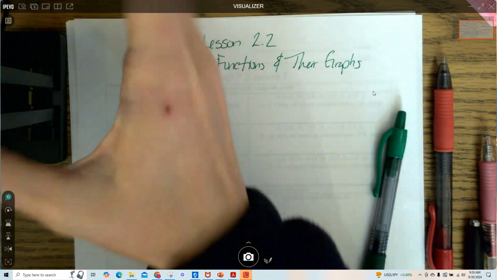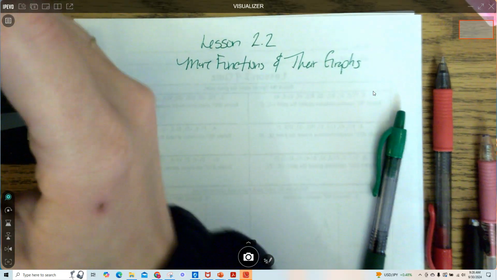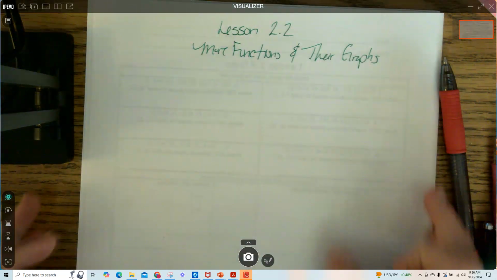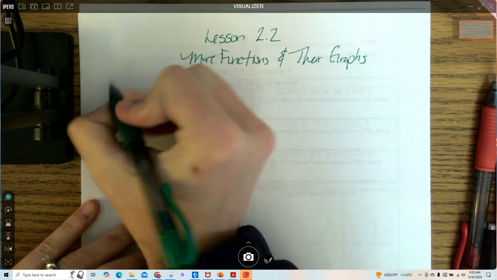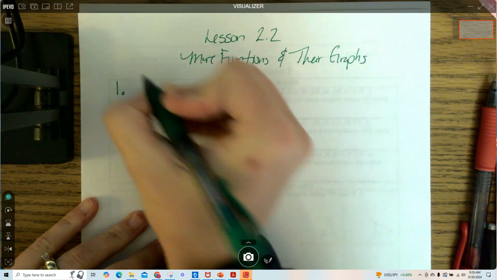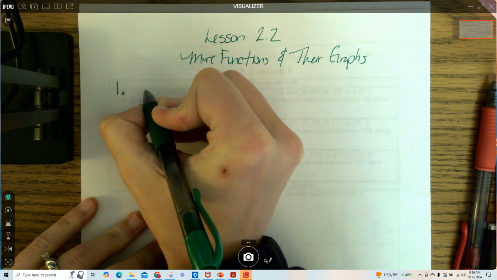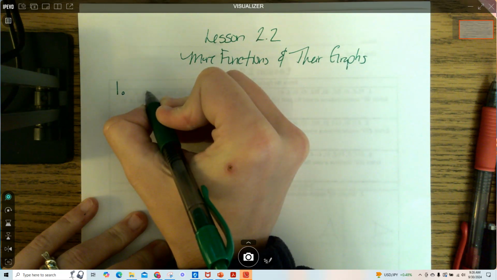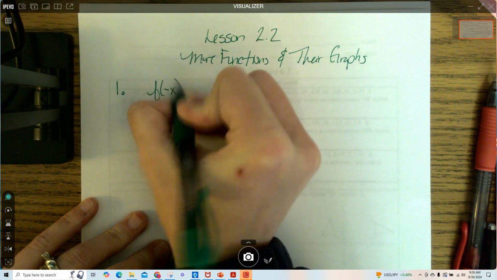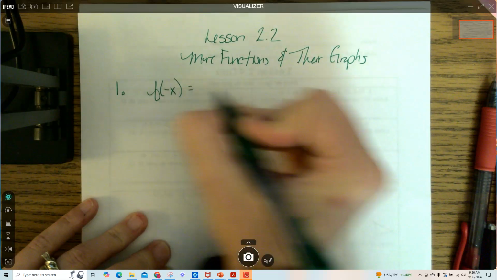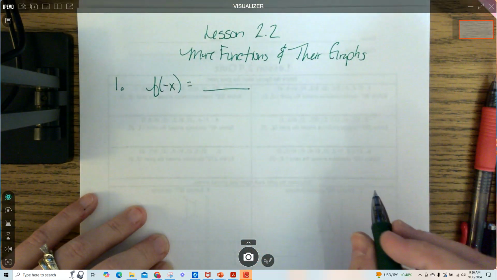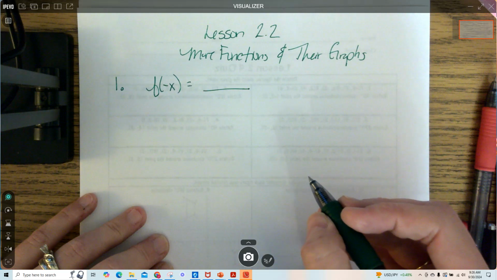Alright, this video is for the lesson 2.2 homework for college algebra. Still looking at functions and their graphs. So, number one, what do we got? The function f is an even function if f of negative x equals blank. Such a function is symmetric with respect to the blank.